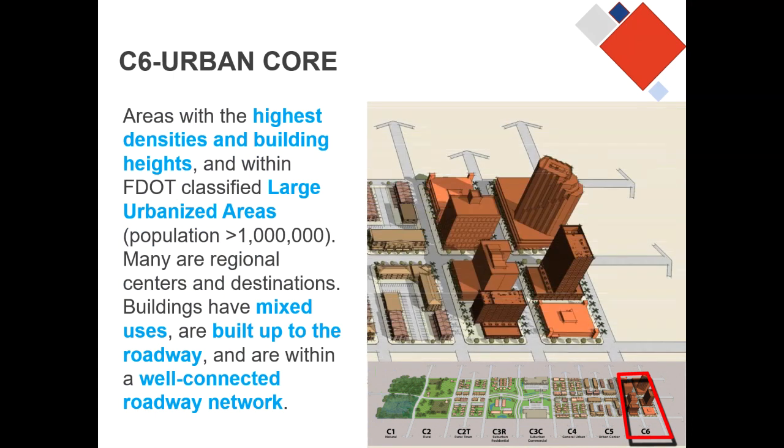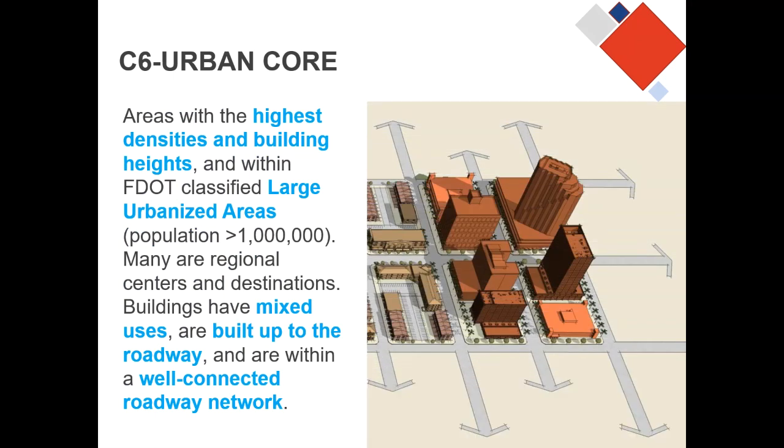Our most urban conditions are the C6 urban core conditions. In Florida, these are only found in places with a population in excess of 1 million people. Many are regional centers and destinations. You'll know the C6 because they have the tallest buildings, they have the greatest density, they have a huge mix of uses, they're built right on the roadway, and they usually have a well-connected roadway network.